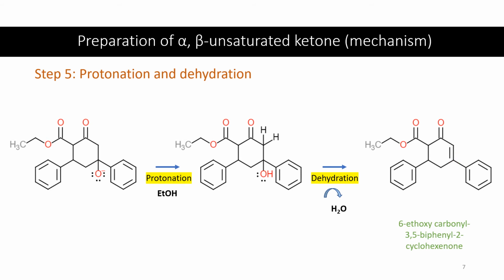And you can see that this double bond is adjacent to a carbonyl group. So again, we have an alpha-beta unsaturated ketone, but this is much more complex than the reagent molecule that we started with. So this is how we would prepare a much more complex molecule by using an alpha-beta unsaturated ketone.